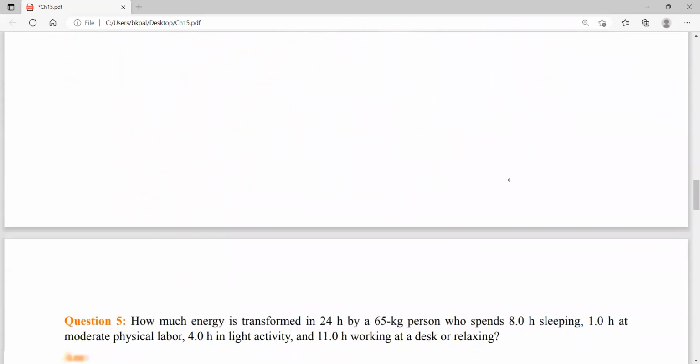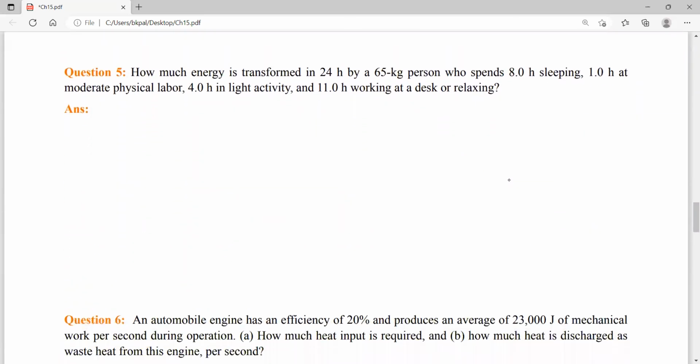All right. Number 5. How much energy is transferred in 24 hours?